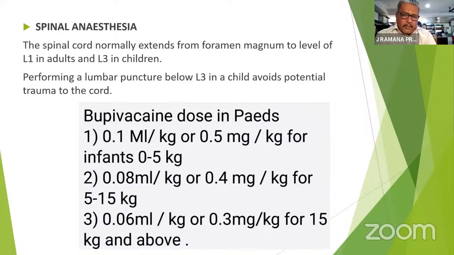The dose of bupivacaine in pediatrics: 0.1 ml per kg for infants weighing 0 to 5 kg, 0.08 ml per kg in 5 to 15 kgs, 0.06 ml per kg for child weighing 15 kg and above. So less than 5 kg, 0.1 ml per kg; 5 to 15, 0.08 ml per kg; more than 15 kg, 0.06 ml per kg.